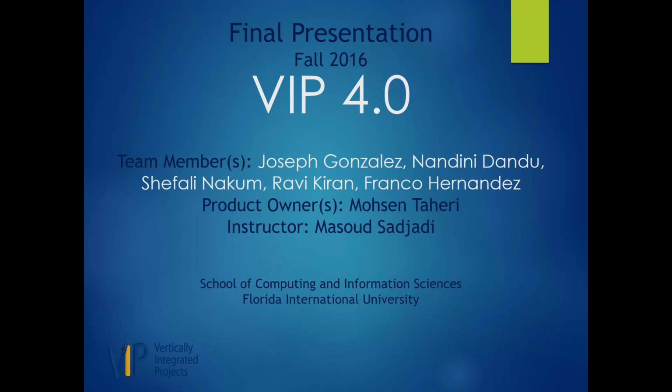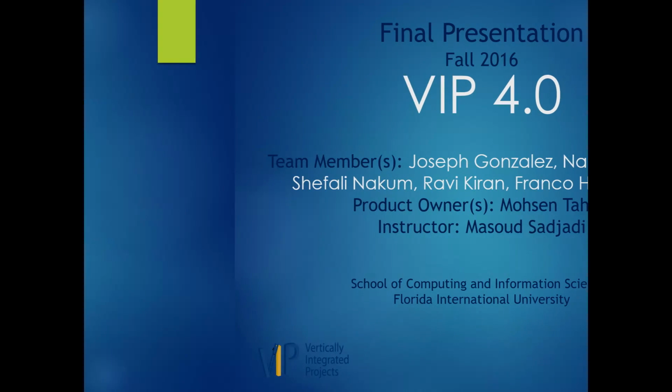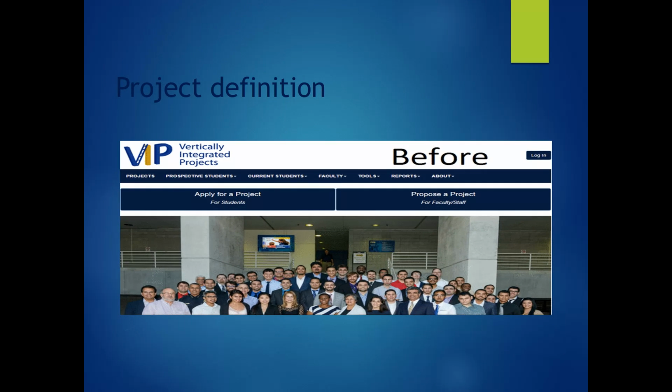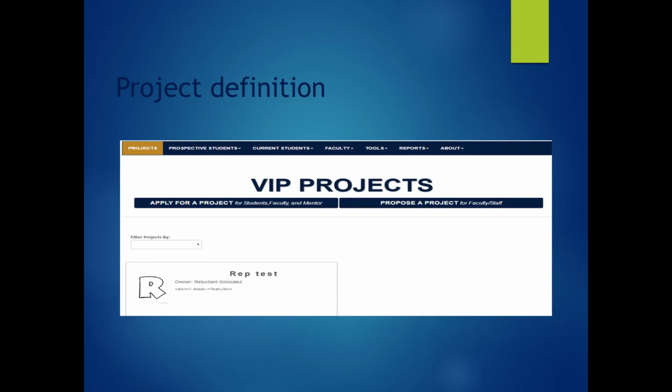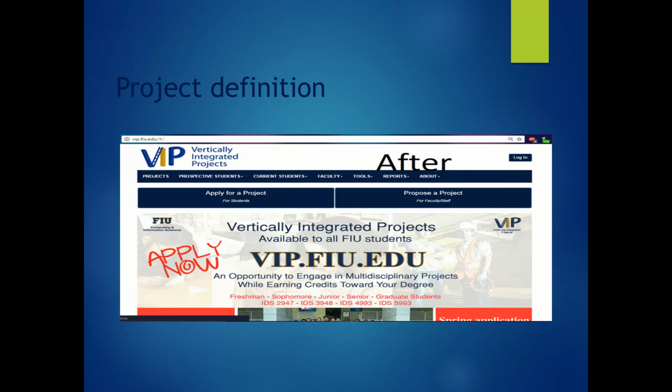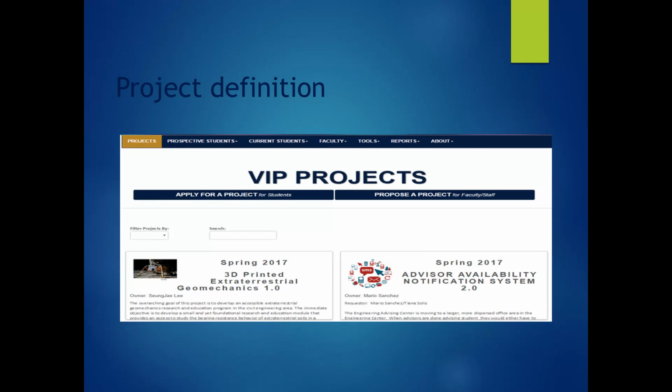So in the previous VIP version, we had some problems such as project management issues, formatting issues, and data organization. There was no archiving system or report generating. If you look at the following screenshots or GIF, these are the screenshots of the VIP system, the old one and the latest one.